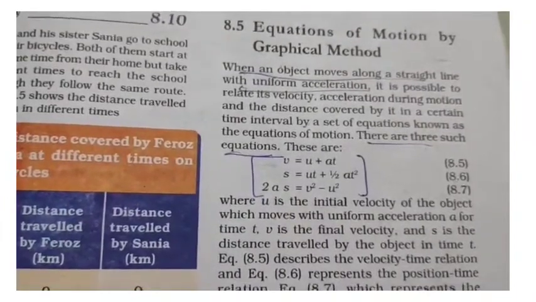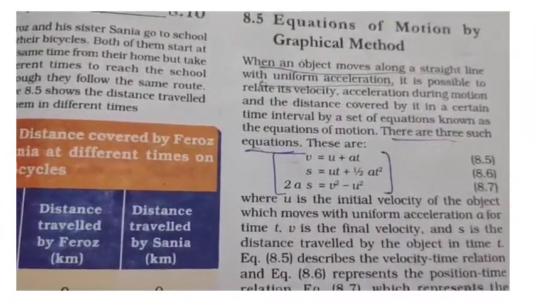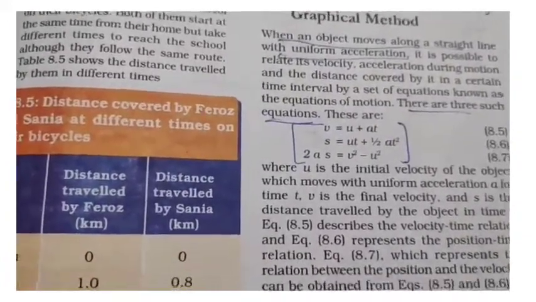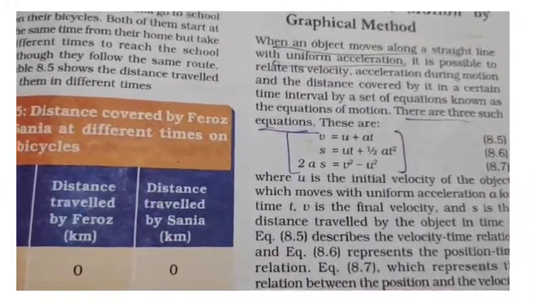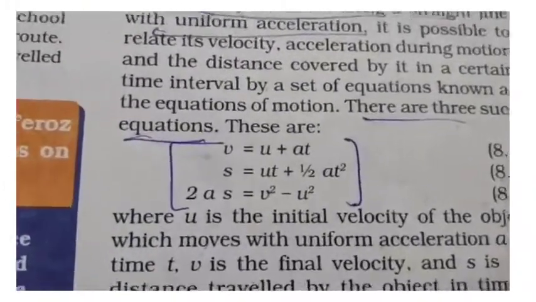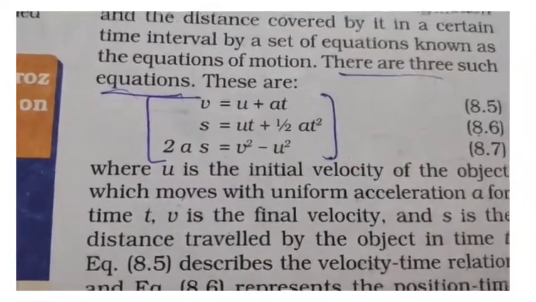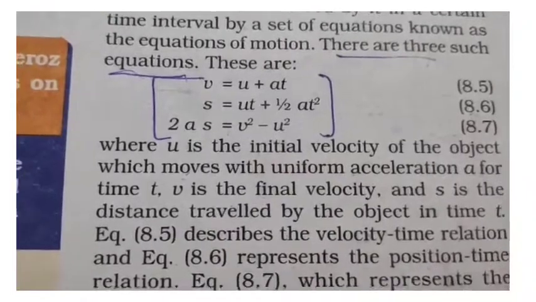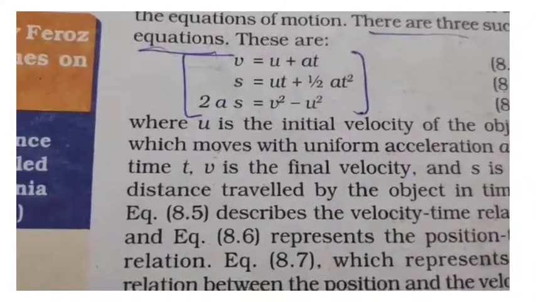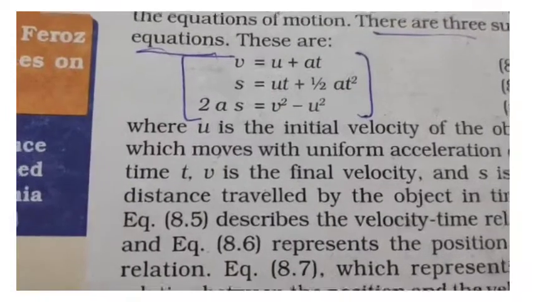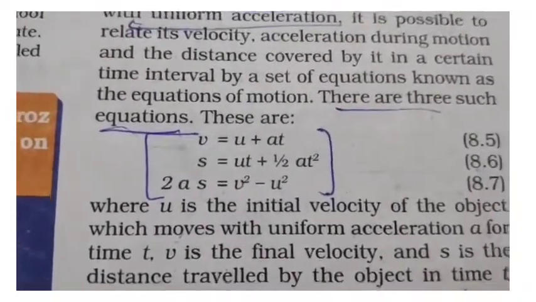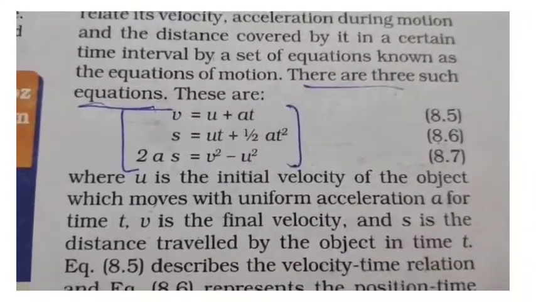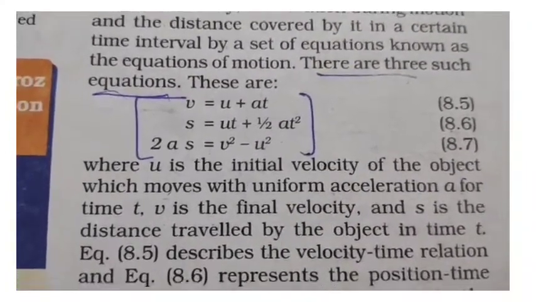Now, let us take up three important equations which you come across when objects are moving in a uniformly accelerated motion. Remember, so far you have come across two equations, two formulas. One is v is equal to s by t, and the second one is a is equal to v minus u upon t. Now here there are three more formulas which you will be learning. v is equal to u plus at, s is equal to ut plus half at square, and twice as is v square minus u square.